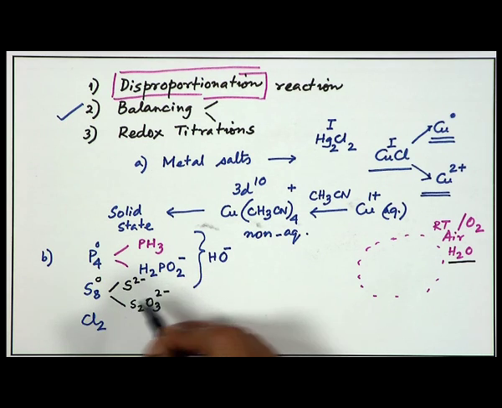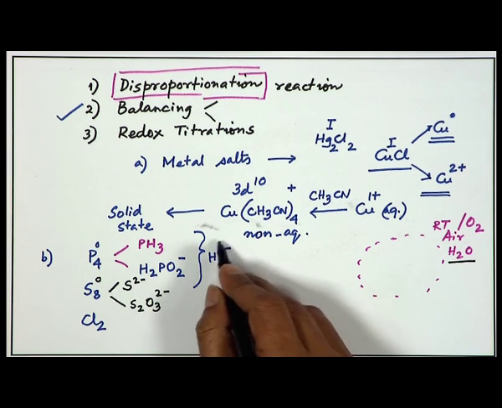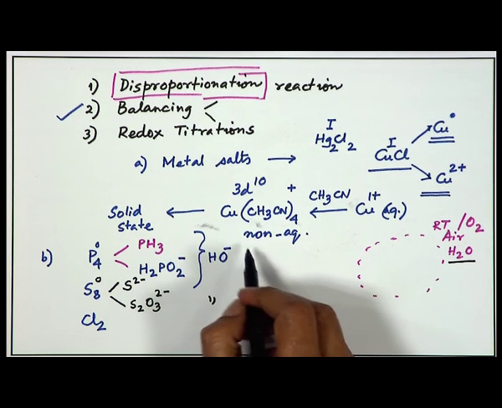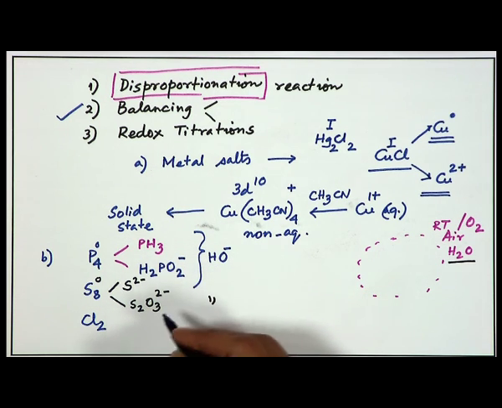So, these two things are again produced in the medium by the reaction in presence of hydroxide ion, in strong alkaline medium, giving rise to another example of a disproportionation reaction.